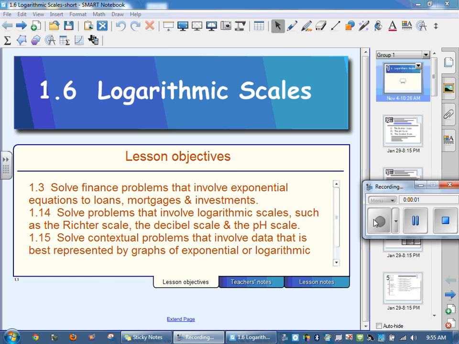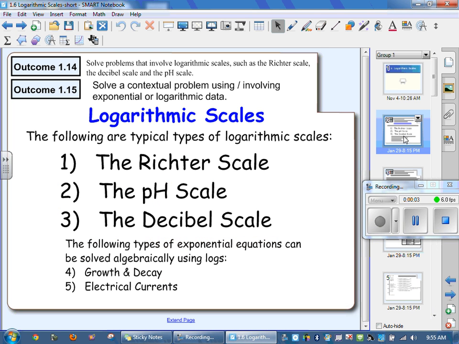6.6 log scales. The types of different log scales we're going to be dealing with are the Richter scale, the pH scale, and the decibel scale. Those are the most common that we deal with. And then we solve exponential equations algebraically using logs. These aren't actual log scales, they're just equations. But we have to solve them with logs because they have different bases.